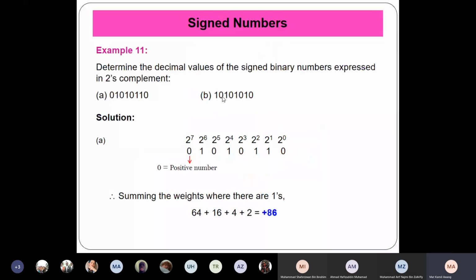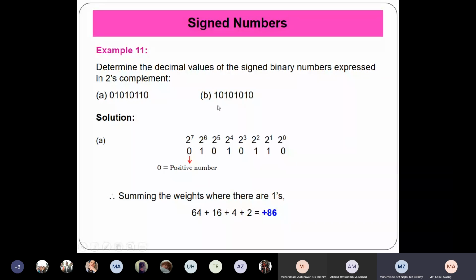Second example. Determine the decimal values of the signed binary numbers expressed in two's complement. So now you have 0, 1, 0, 1, 0, 1, 1, 0. So the solution is that, okay, this is a positive because it's 0. So therefore, this is the magnitude. So you just 64 plus 16 plus 4 plus 2, so equal to 86. So the answer is 86 in decimal.